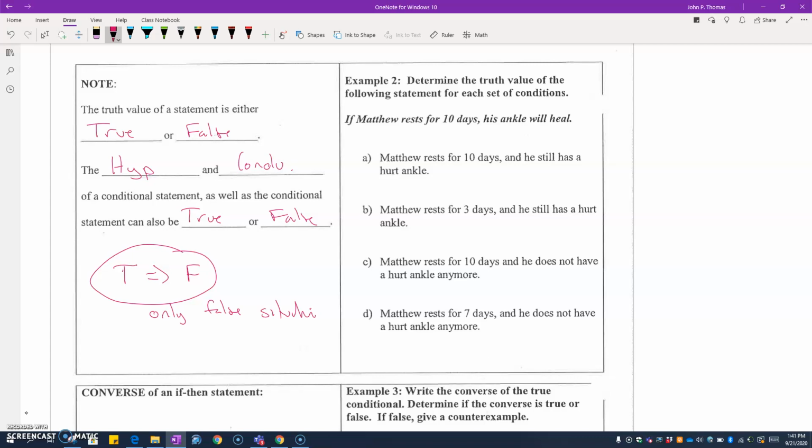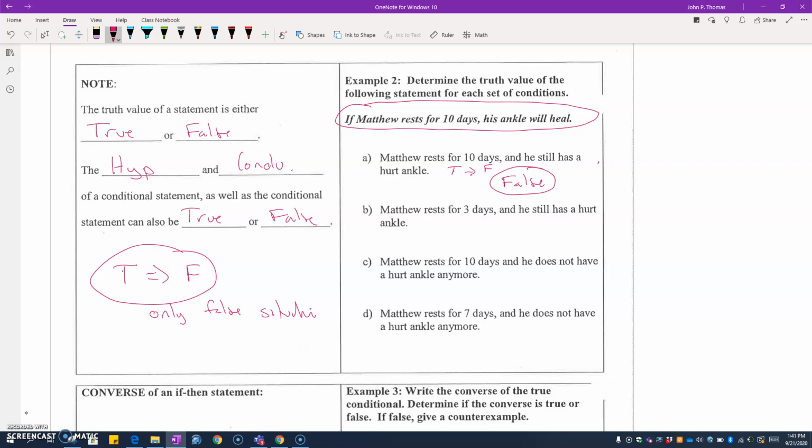All right, so in example 2 over here, it says, if Matthew rests for 10 days, then his ankle will heal. All right, so the first statement says Matthew rests for 10 days. That's a true hypothesis. All right, and he still has a hurt ankle. So that is a false conclusion. All right, so this one overall has to be false.